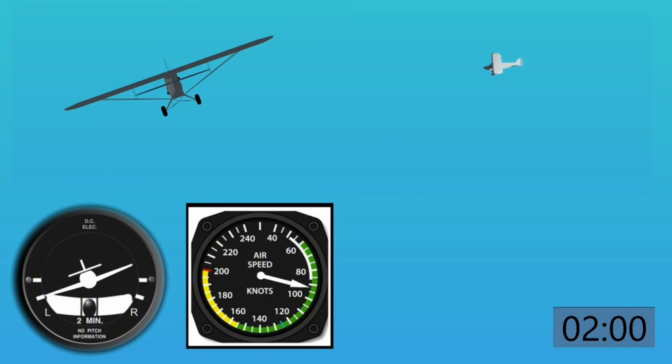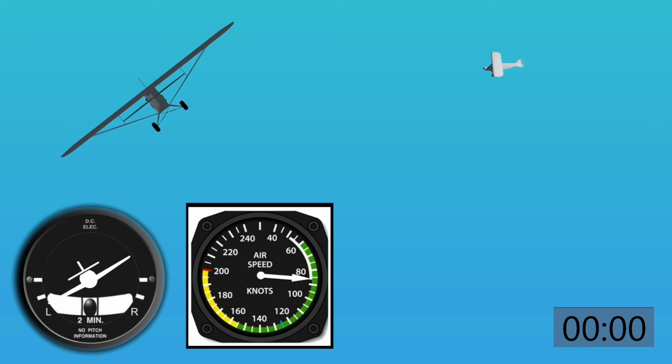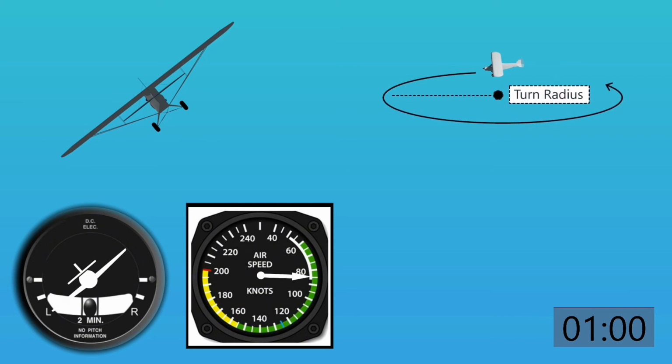Now, let's say we wanted to increase our turn rate and complete our circle in half the time. This would be 2 times the standard rate turn and would allow us to complete a circle in 1 minute instead of 2 minutes. To do this, we would need to increase our bank angle and decrease our airspeed, as you see here. When this happens, our turn radius decreases as we have a tighter turn and it takes up less airspace during the turn.